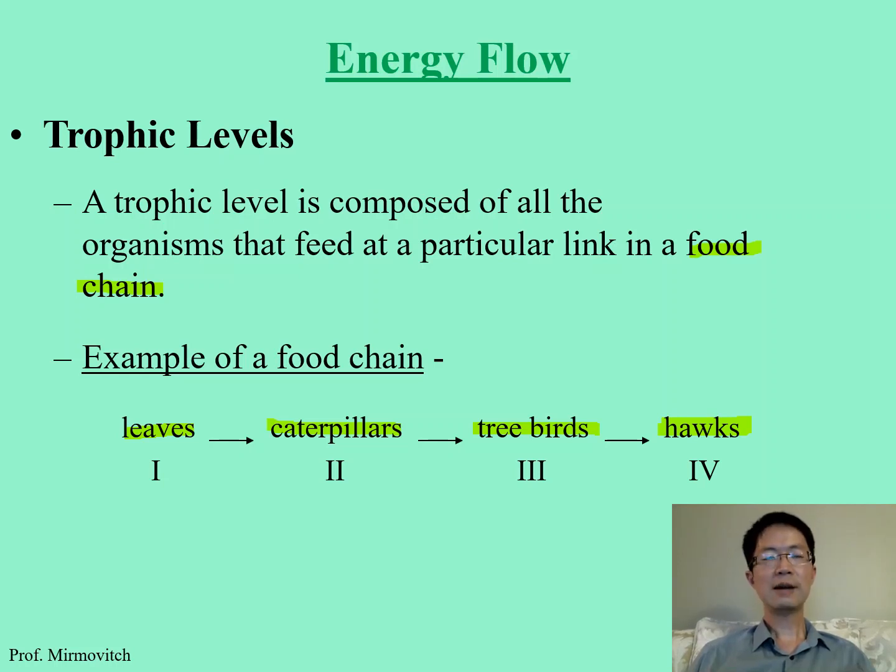So do not get confused or mixed up by the Roman numerals here. These Roman numerals tell you the trophic level. The first trophic level is leaves or plants. The second is caterpillar. The third trophic level is tree birds. And the fourth trophic level is hawk. But caterpillar is also known as the primary consumer, tree bird as secondary consumer, hawk as the tertiary consumer. And leaves, of course, are the producer.